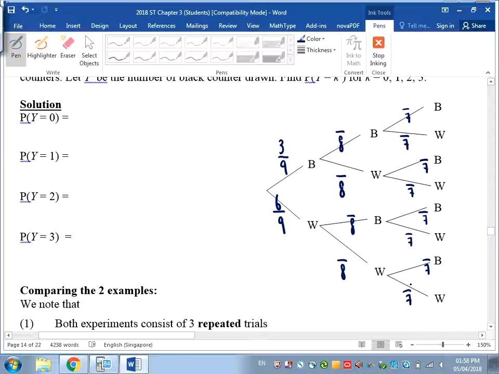If I have 3 black balls and I select one black ball, I'll be left with 2, and then I'll be left with 1 to choose from. Same thing for the white ball. If I start off with 6, I choose one white ball, I will have 5 and then 4. And individually, I know that the branches from the same point must give me a sum of 1. So therefore, I can fill in the numbers from here.